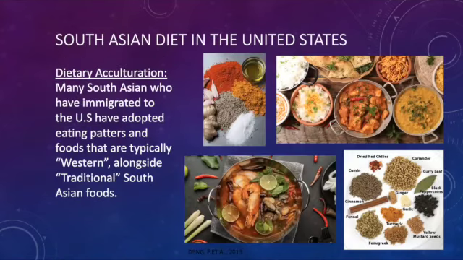All right, so South Asian diet in the United States: there is a lot of dietary acculturation. Many South Asians who've immigrated to the United States have adopted eating patterns that are typically Western alongside traditional South Asian foods. For example, they could have Cheerios for breakfast, but they're still having their chai in the afternoon and curries and a lot of dal and so forth. So there's a large mix of the two different cuisines going on.